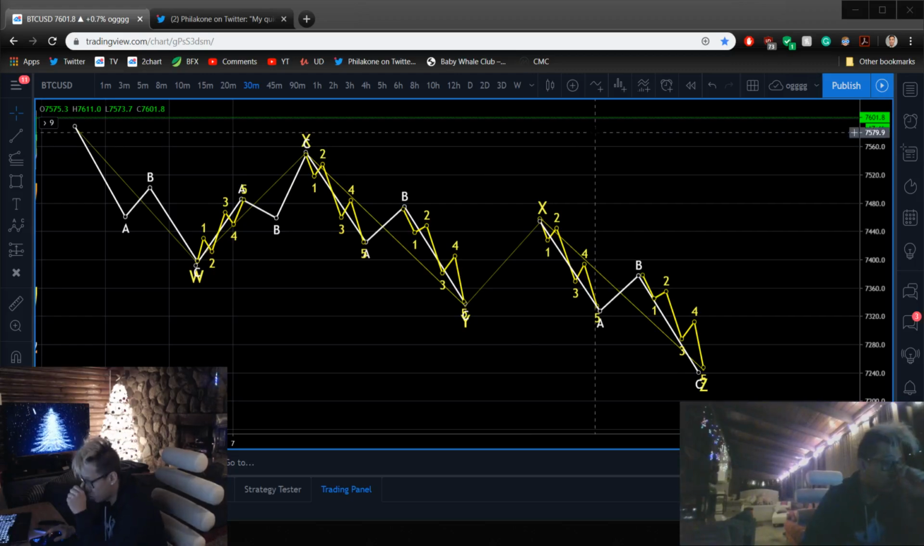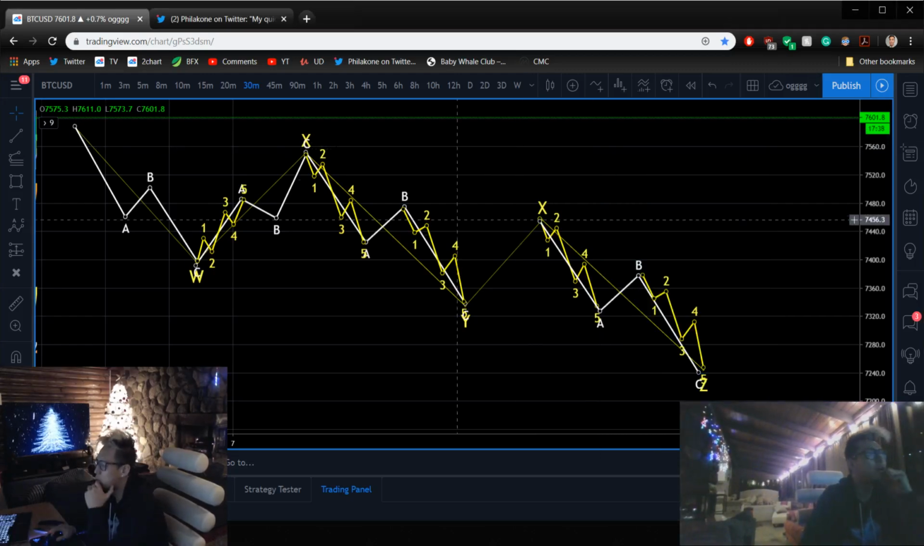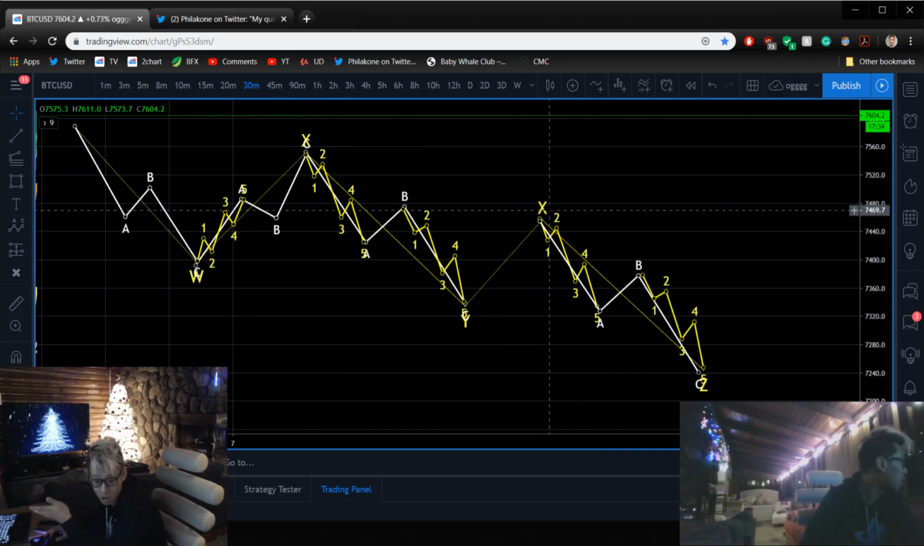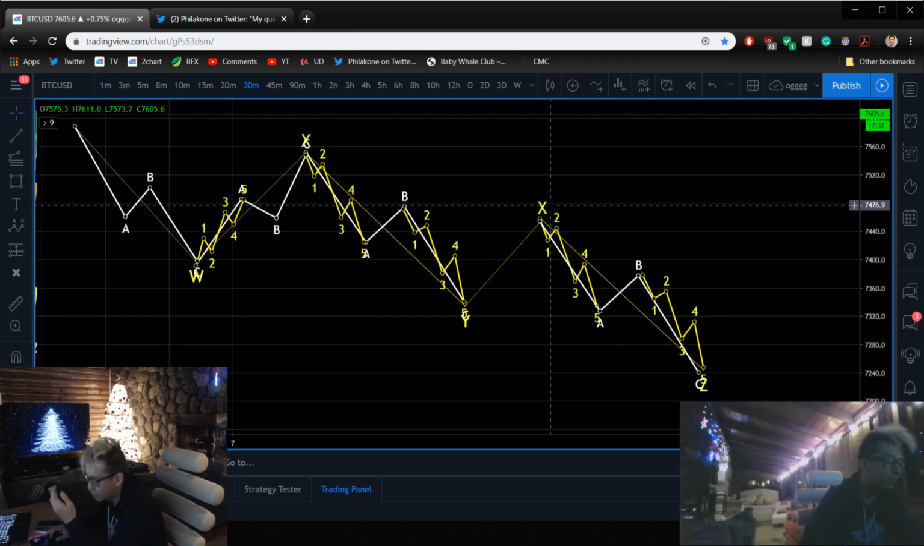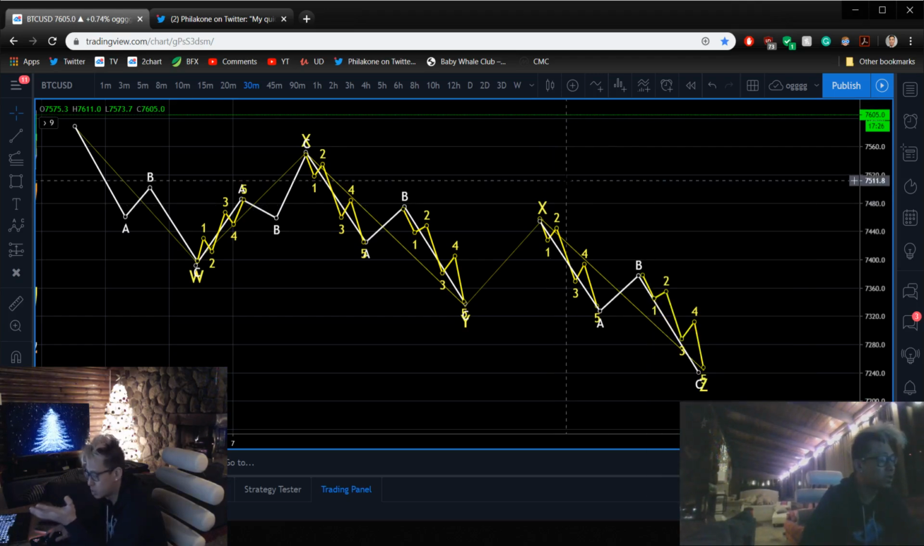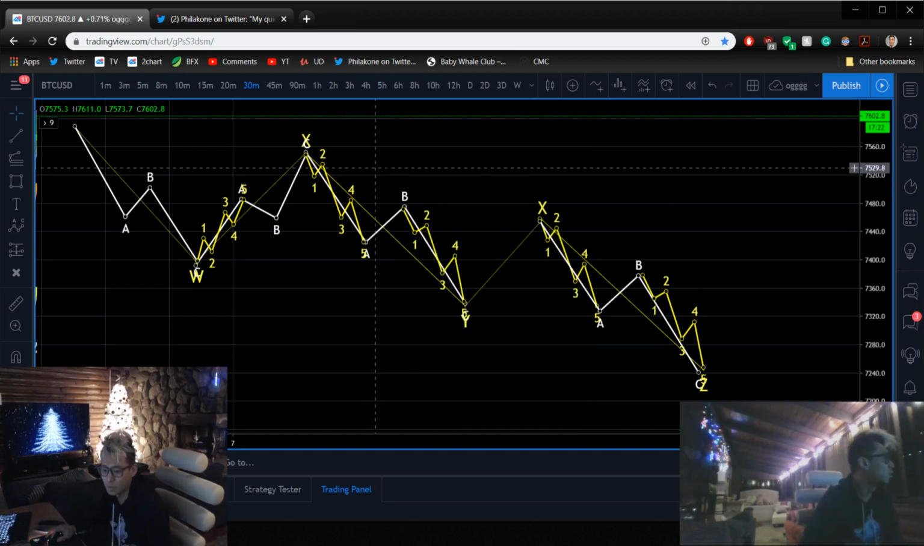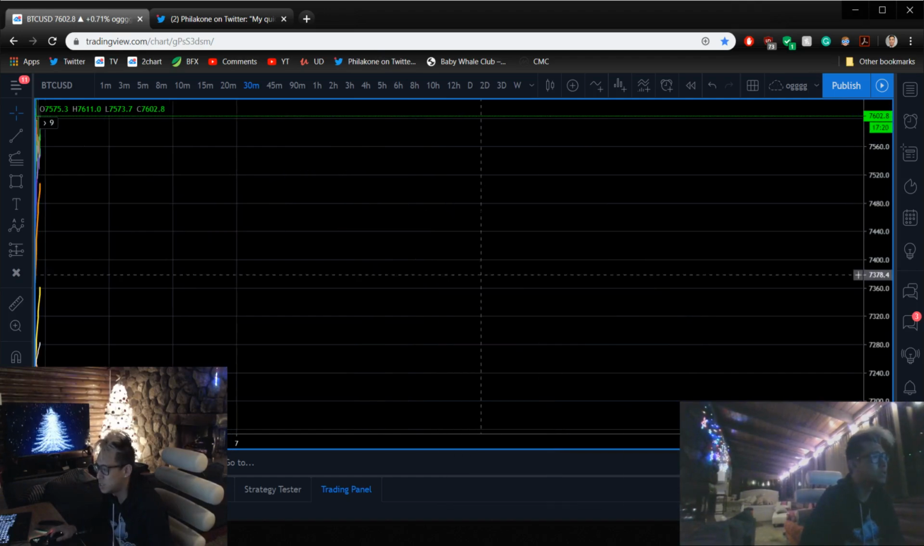Okay, so now we get this, it basically makes sense, right? Then you get the ABC coming down with another impulse wave going to the upside, but it can fail. It can fail on the 5th wave even. It can fail on the 3rd wave. It can fail on the 1st wave. I just call it ABC for simplicity. And then it makes its final zigzag correction to the downside, which we end up seeing as an ABC.